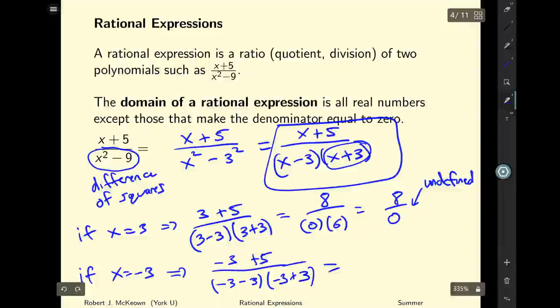And this time we get 2 over 0. So both x equal to 3 and x equal to -3 are not in the domain.